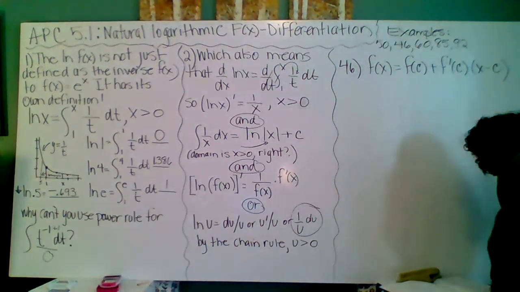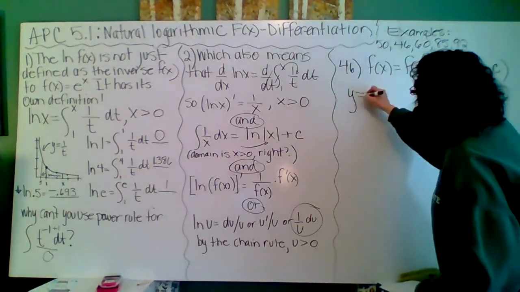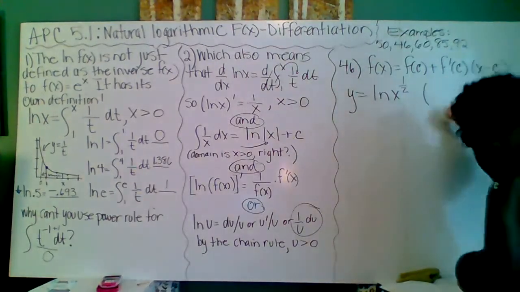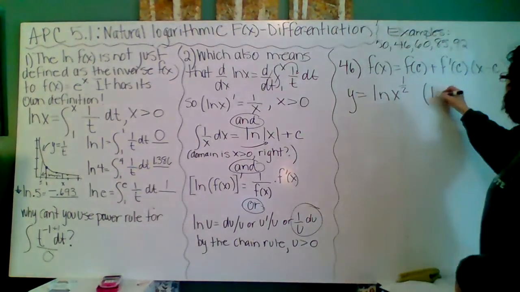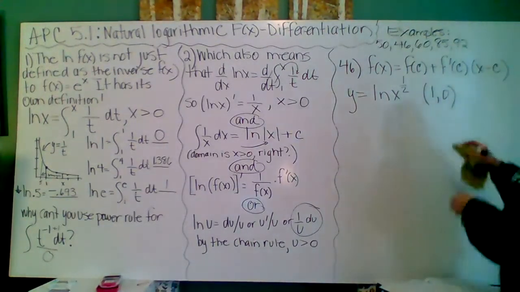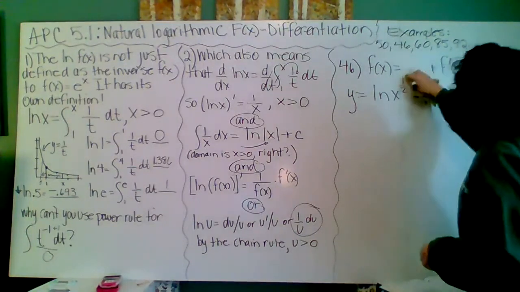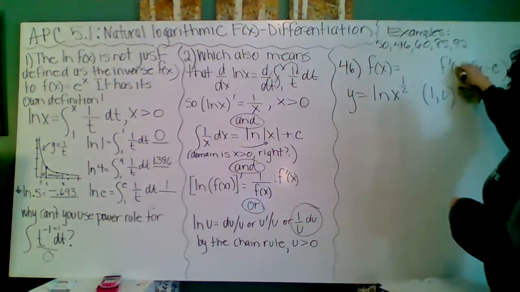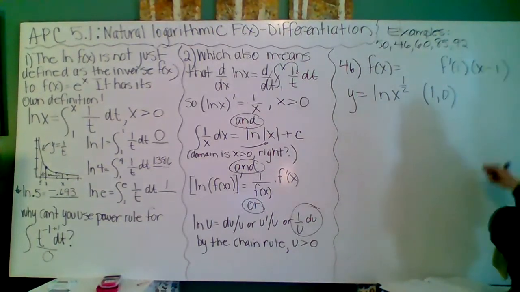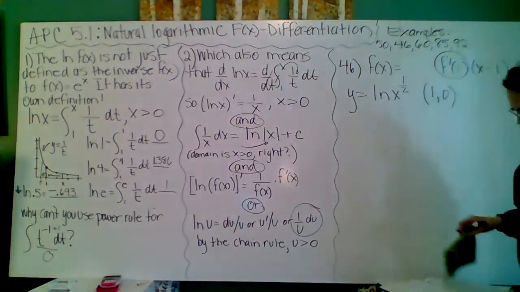Right? Given y equals the natural log of x to the 1/2 at the point (1, 0). Okay, so I can put in the 1 and the 0 right now, right? So f of c is 0. There we go. And c is 1. So I'll put in a 1 here and here. Notice I just need the derivative of this function evaluated at 1.